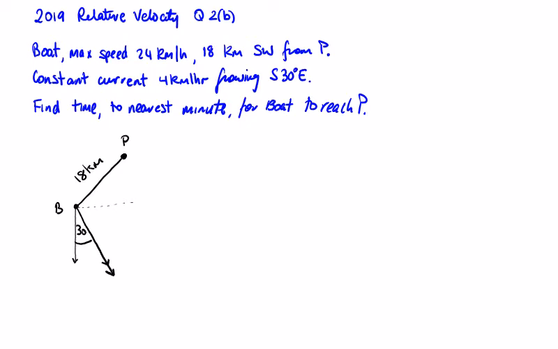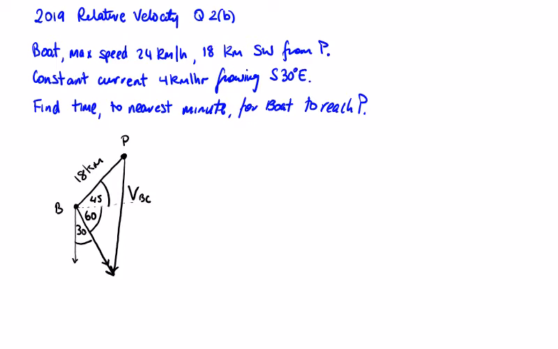The rescue boat sets out to get to P as quickly as possible. Find the time to the nearest minute to reach P. Okay, southwest from P would mean that this angle is 45. And this, the 30 and this angle here are 90 degrees. So that will be a 60. So I could create a triangle by going down here and saying that this is the velocity of the boat relative to the current.